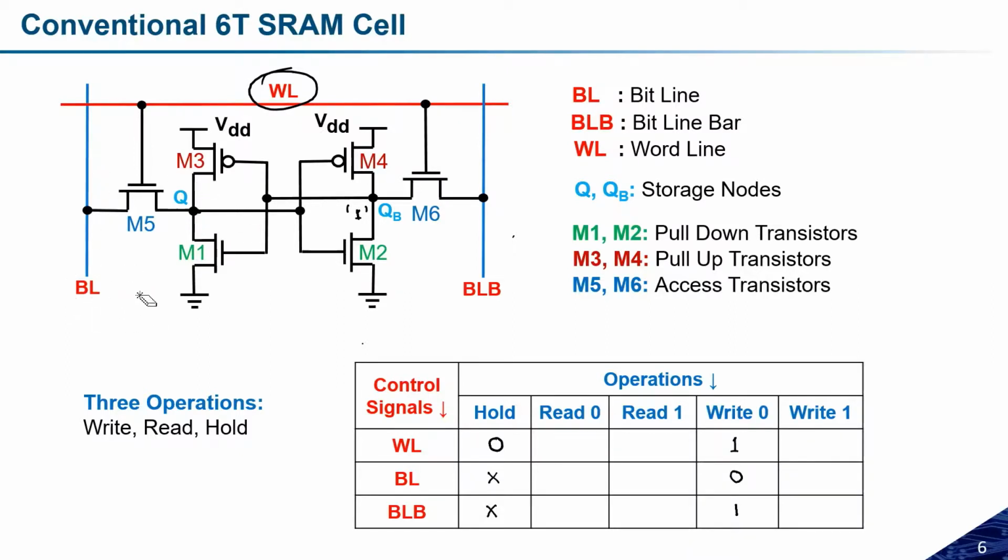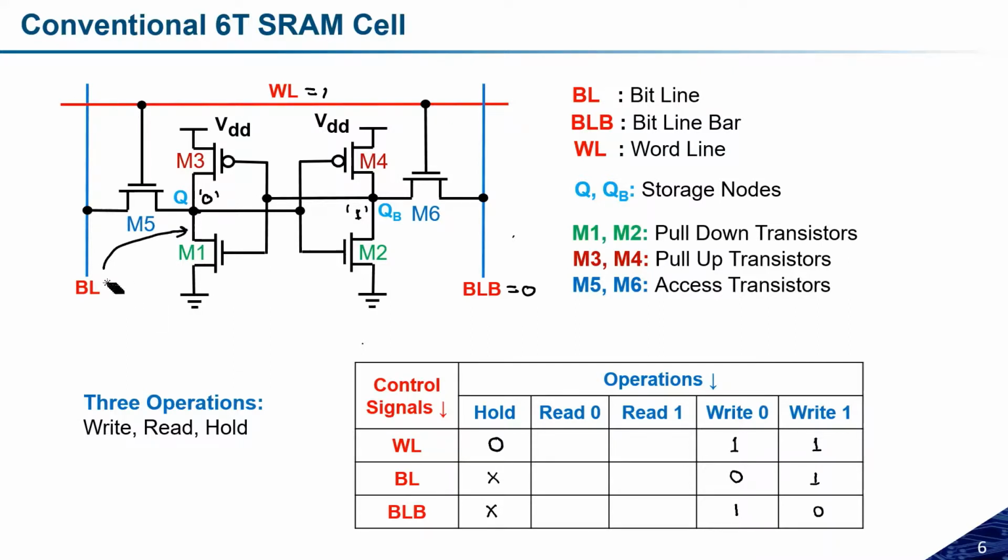Now suppose initially the storage node is storing logic 0, and now I want to write 1. How can we do that? Can anyone suggest what should be the status of the control? Word line 1, bit line 1, and BLB 0. Perfect. So the bit line should be 1, word line should be 1, and BLB should be 0. In this case, I can charge this storage node through this one. So this is simple: it is 1, it is 1, and it is 0. This is the control signal.